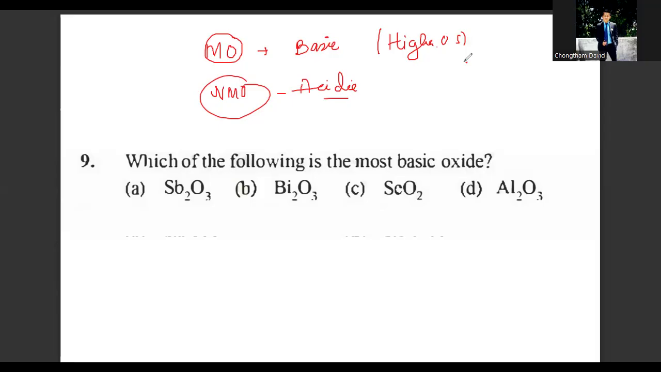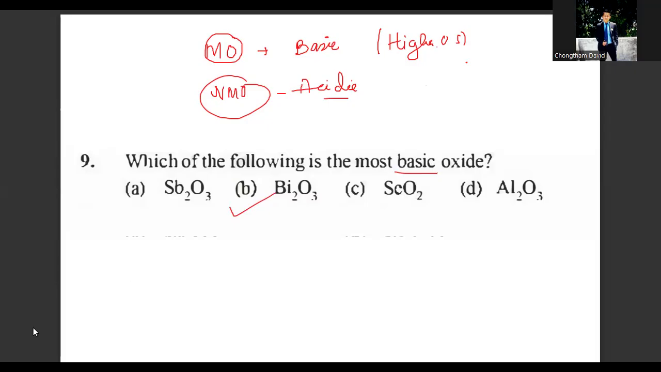Thus, this aluminum oxide and tin oxide are going to be amphoteric, and this bismuth oxide, which is the largest in size, would be basic in nature. So question number 9, bismuth oxide is the most basic in character. I hope this is understood.